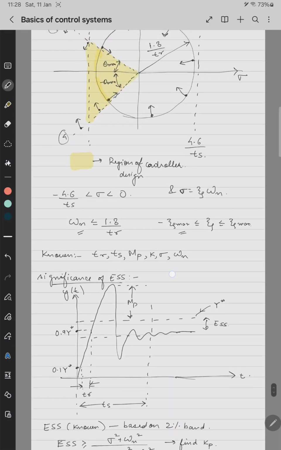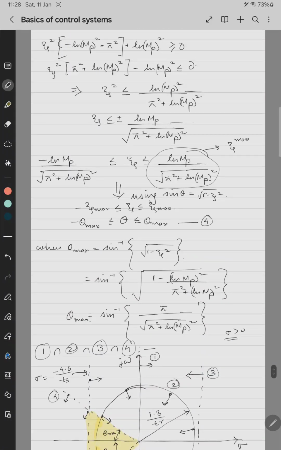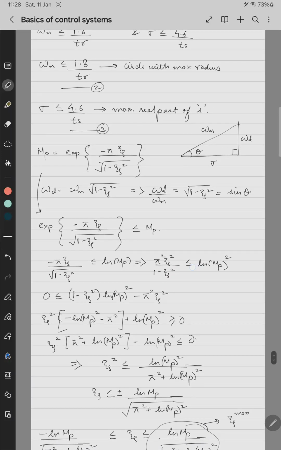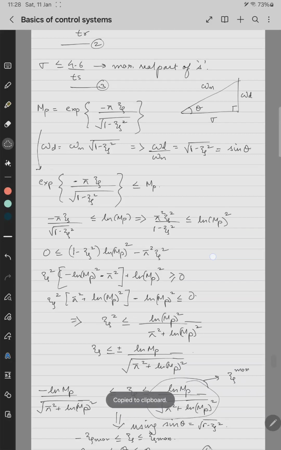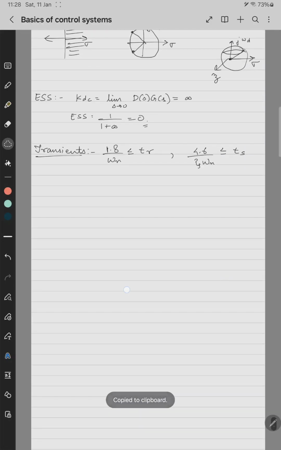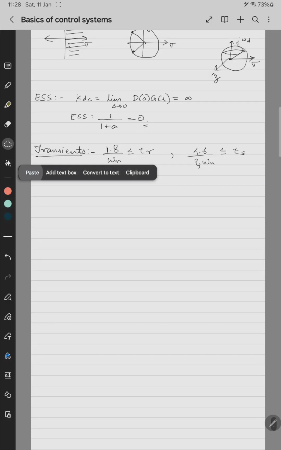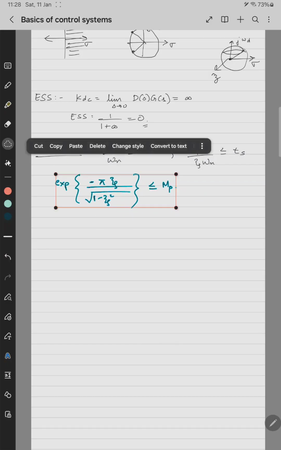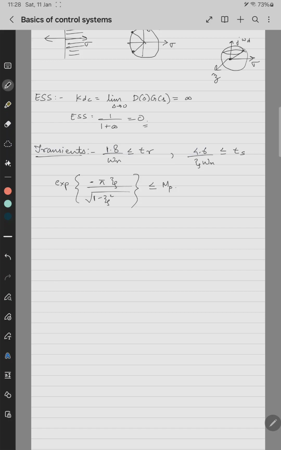Similarly, about this also I'll just copy paste. Rise time, settling time, and peak overshoot. These are the things.